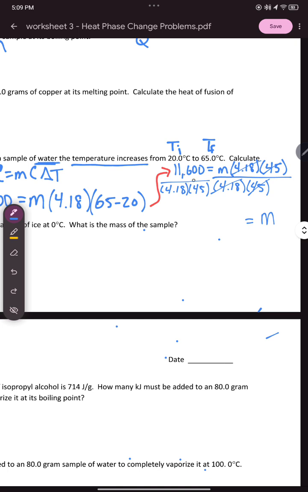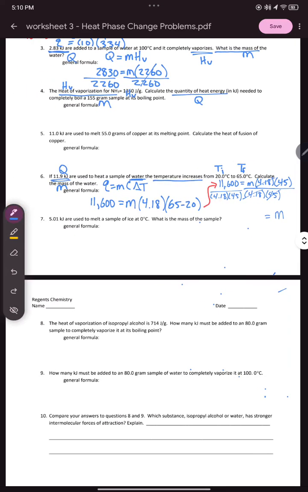Now, for this calculation, there's a very particular way that I want to try to show you how to do this. I don't have my calculator up, so you're just going to have to follow along as I talk it out for you. Type in 11600 divided by 4.18 and then press enter. Now press divided by 45, enter. The answer you get should be the answer to this question, and your units will be grams.